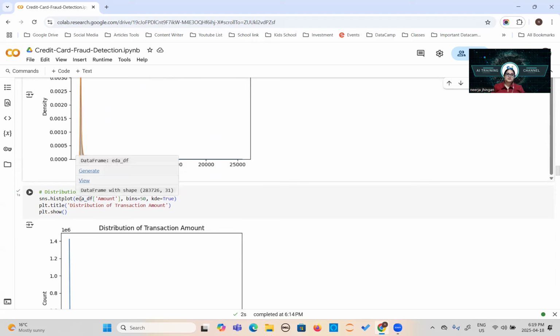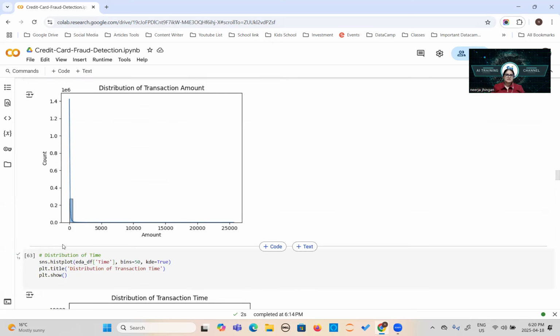Now we will check the distribution of amount, how the amount is distributed. This is the graph of that one. We are using a histogram plot here. And look at this. The distribution of transaction amount is between only 0 to 25,000, but the maximum values lie between 0 to, let's say, 500 to 700, right? And its count is very high. It is coming in logarithmic form. So this is very high.